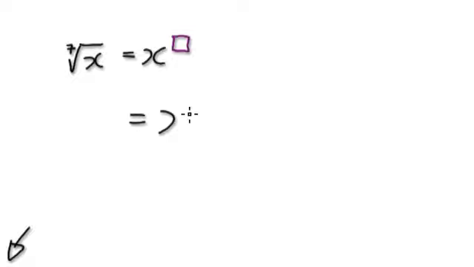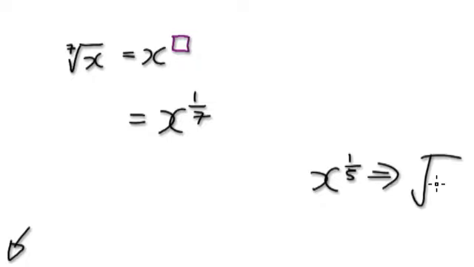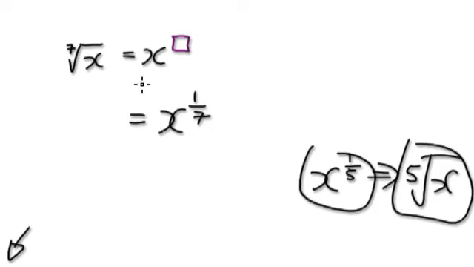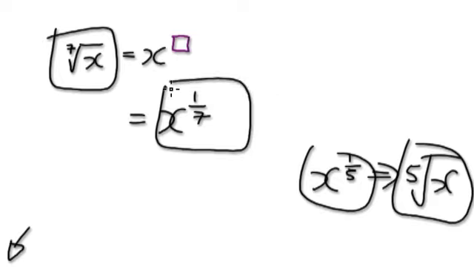So this here is actually x to the power of 1 over 7. Because whenever you see x to the power of a fraction, then sometimes you can jump to this. So this here is exactly the same as this.